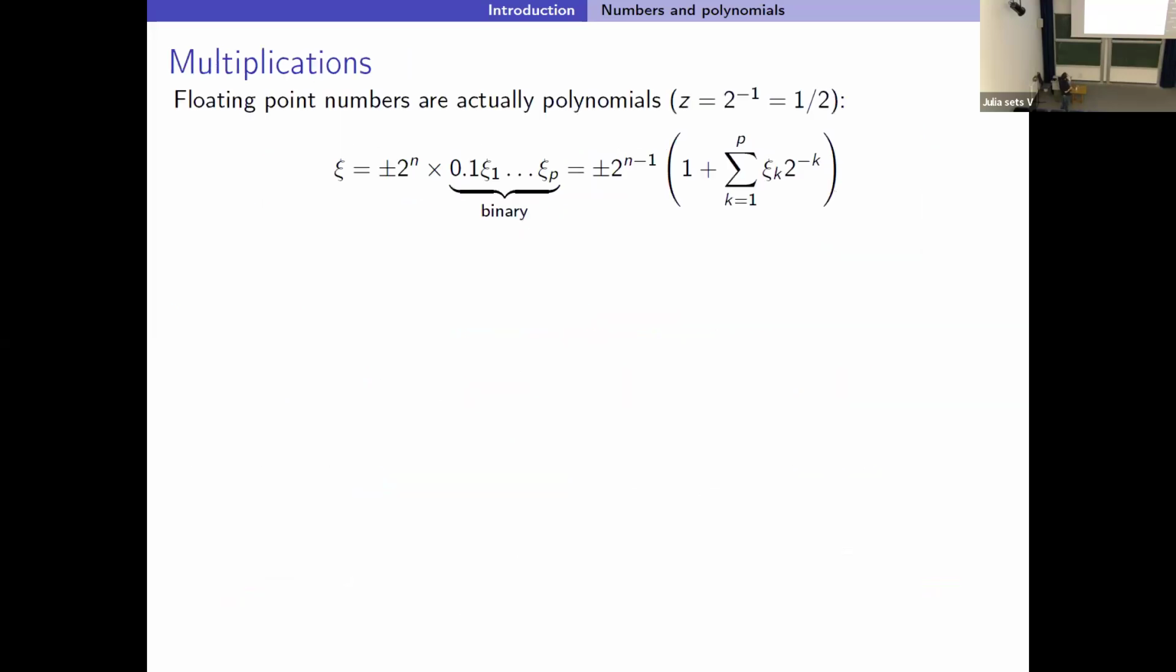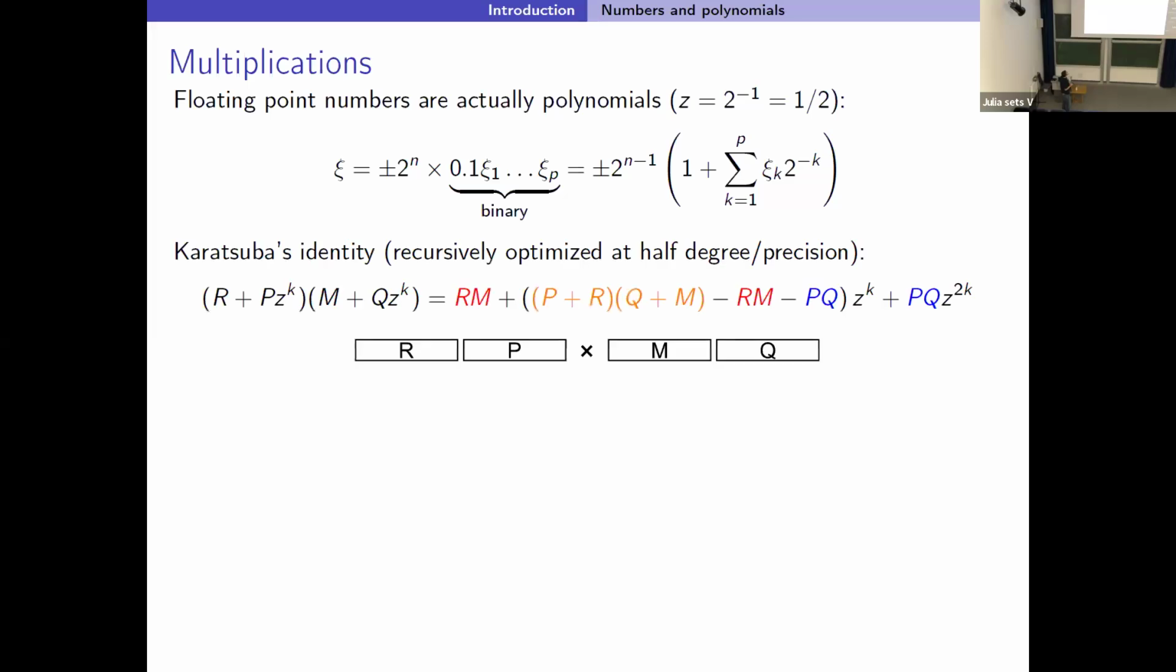And then, of course, we want to add and multiply numbers. And we can see that numbers are kind of polynomials. As multiplying numbers is much more difficult than adding them, if we can spare one multiplication, we divide the size of our numbers.